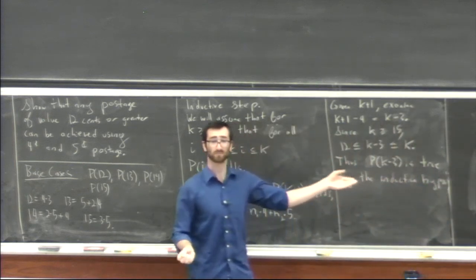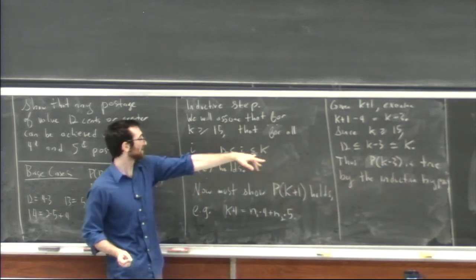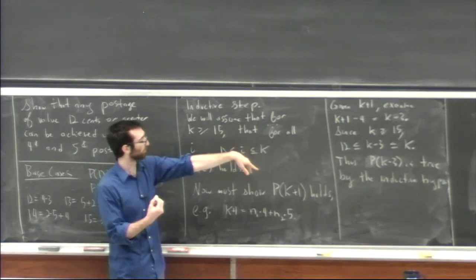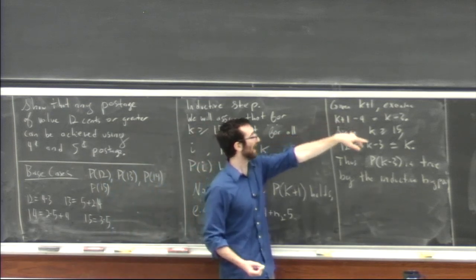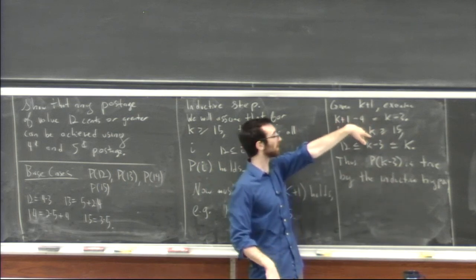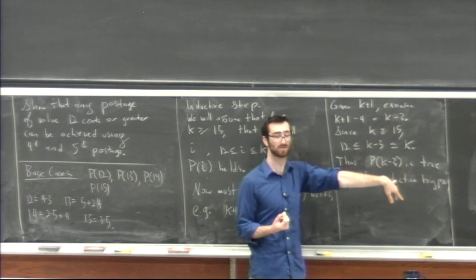Right? My inductive hypothesis is that for any of these numbers in between here, I can find the right postage using 4 and 5-cent stamps. Now, if I take k plus 1 big enough, I know that if I take 4 cents off of k plus 1, it'll land me into the region where I know I can get the right postage.